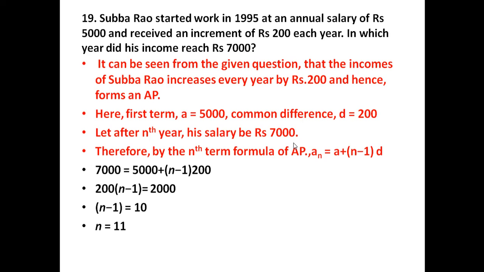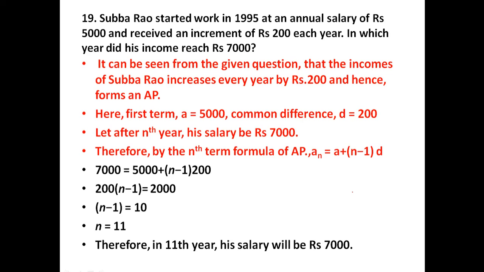In a simple way we can say that the common difference is 200. Sorry, a is 5,000, common difference is 200, and nth term is 7,000. We have to find out n. Put everything in the formula: 7,000 is equal to 5,000 plus n minus 1 into 200. So 200 into n minus 1 equal to 2,000. By solving this, you will get n is equal to 11. So in the 11th year, he will get a salary of rupees 7,000. This is the answer. Then the next question.